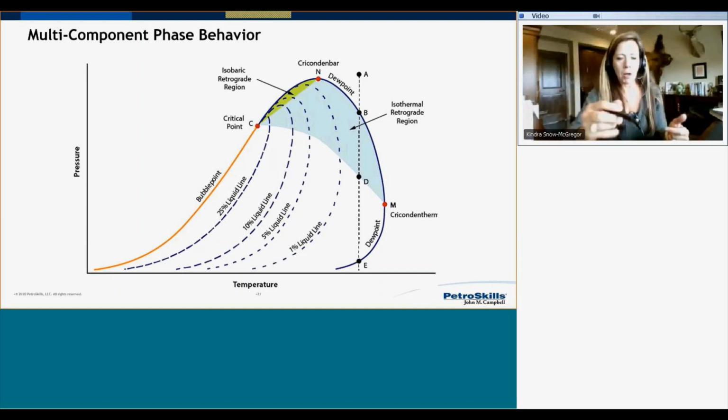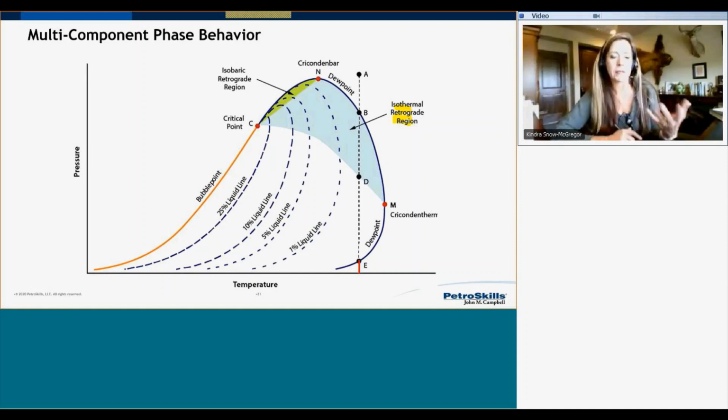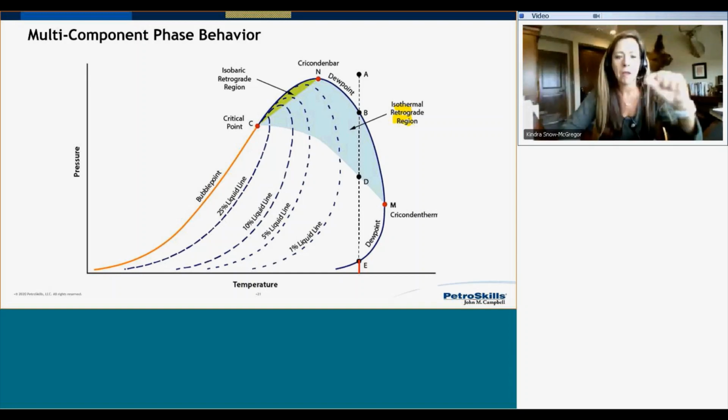And then notice I'm also showing this isothermal retrograde region. All right, and so let's take a look at what happens in that region. And what I want to do is start from point E. We'll take a look deeper in the phase envelope, but for talking purposes, let's start at point E. And so notice I'm going to go at constant temperature, and I'm going to take my composition and start increasing the pressure. And so notice at some point, I get my very first droplet of liquid forming, I hit my dew point. Now I'm going to continue increasing that pressure.